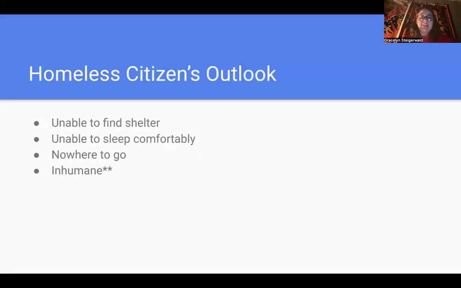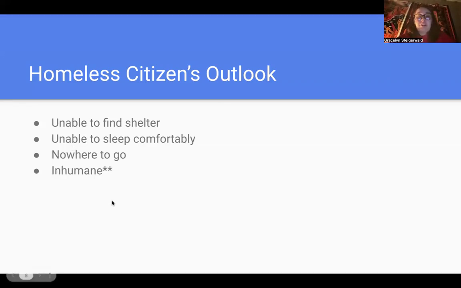And now, if we want to discuss the homeless citizens' outlook, some struggles within the homeless community is finding shelter and protecting themselves from the elements at night or during the day in extreme summer and winter months. And as I start on this slideshow, the biggest argument is that it is inhumane.